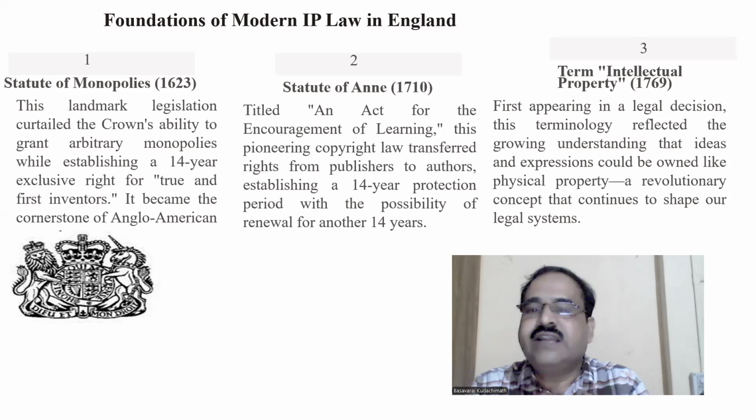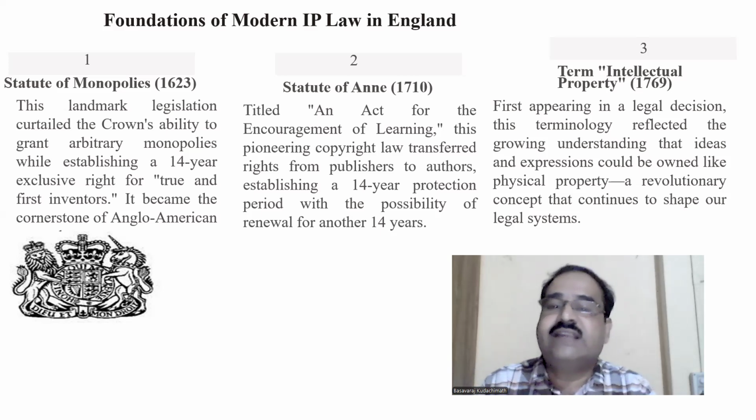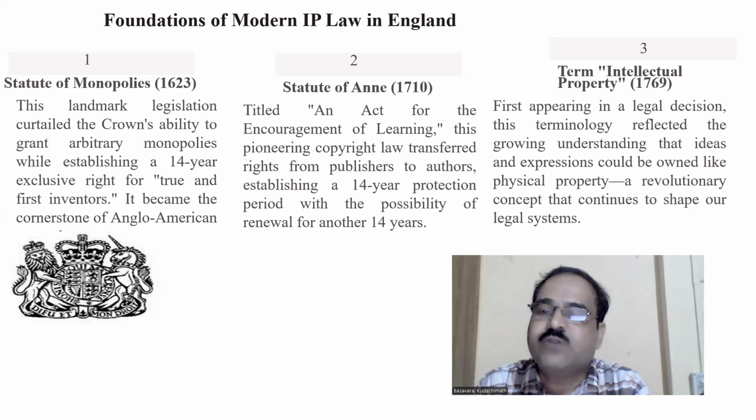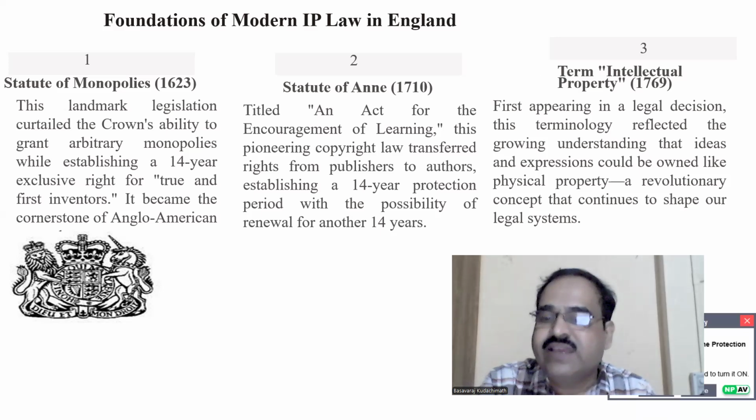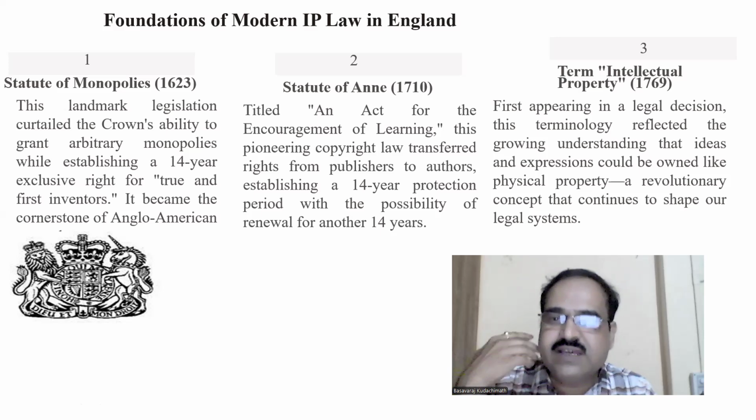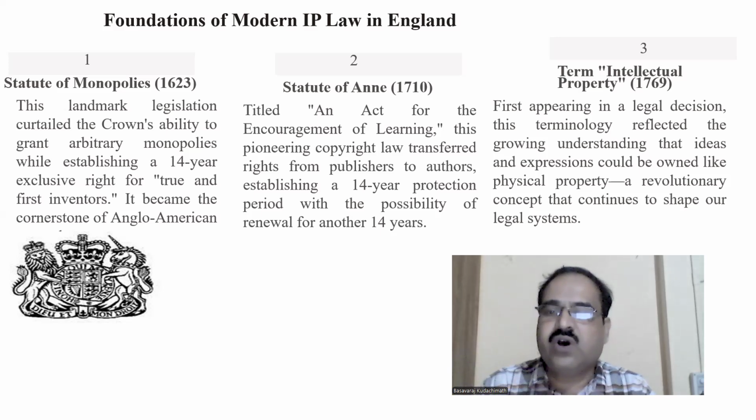Another one is that the term intellectual property right was coined in the year 1969, first appearing in legal decisions. This terminology reflected the growing understanding that ideas and expressions could be owned like physical property, a revolutionary concept that continues to shape our legal system. In 1969, England gave the specific term intellectual property. Intellectual means intangible ideas or knowledgeable works that are created, and these are called intellectual property. Like tangible property, it is also protected by England.